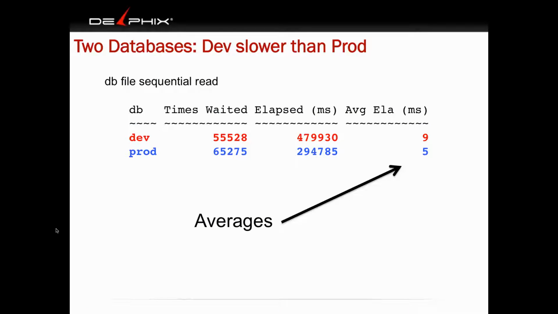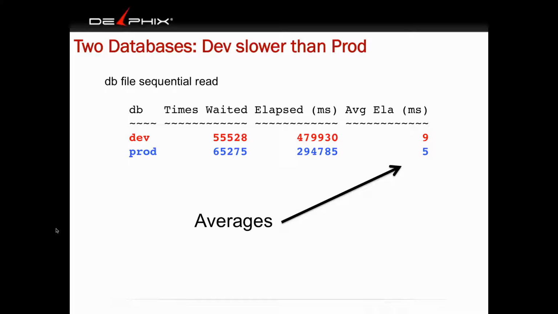Okay, this is where I think it gets interesting. This was a query run on 2 different databases. One was the production database, and one was the development database. We looked at the db file sequential reads, the single block reads for this query, and got the average. The number of times waited is pretty similar, since it's the same query on 2 different systems. But if we look at the last column, average wait, the development system was 9 milliseconds and production was 5 milliseconds.